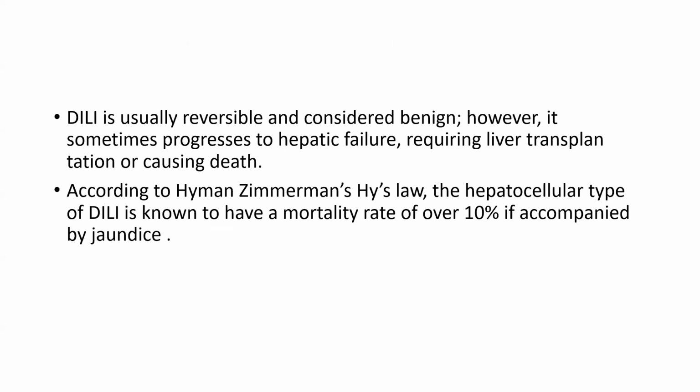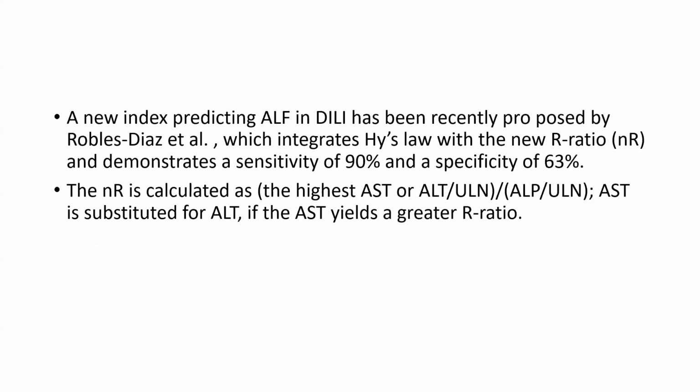According to the Hy's law, the hepatocellular type of DILI is known to have a mortality rate of over 10% if accompanied by jaundice. An index predicting ALF in DILI has recently been proposed by Robles-Diaz et al., which integrates Hy's law with the new R ratio, which demonstrates a sensitivity of 90% and specificity of 63%. The R ratio is calculated as the highest AST or ALT over ULN, and AST is substituted for ALT if AST yields the greater R ratio.